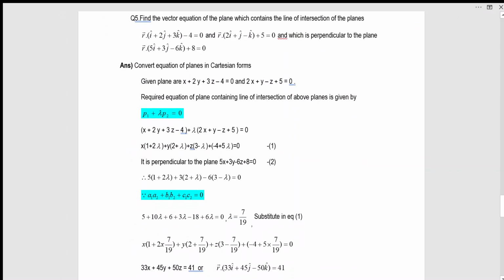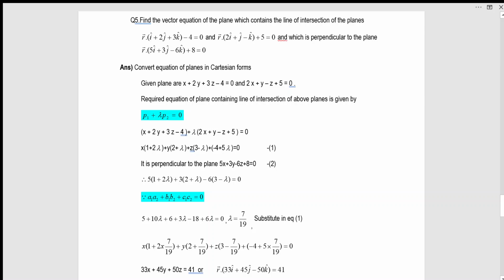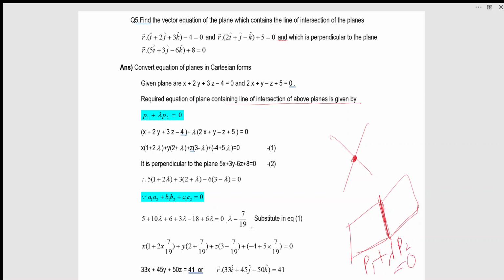I'm just reading the question. First of all, this formula, equation of plane containing the line of intersection of two planes. When two planes intersect, see, when two lines intersect, they intersect at a point, right? When two planes intersect, this is plane 1 and this is plane 2. When they intersect, it is in a line, right? So what is the equation of plane when it is passing through the intersection of two planes? So formula is P1 plus lambda P2 is equals to 0.